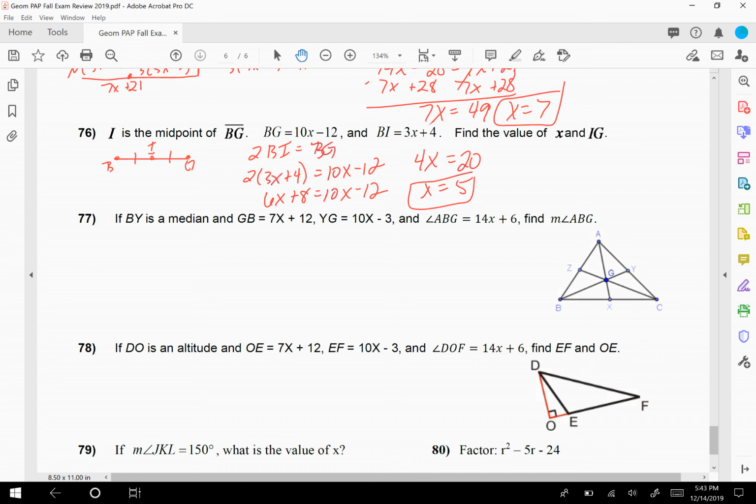And then now we need to find IG. Well, BI is equal to IG because of the whole midpoint thing. So if we find BI, then we find IG. So BI is 3 times 5 plus 4. So 15 plus 4, 19.